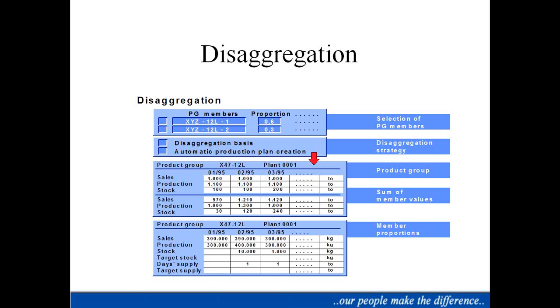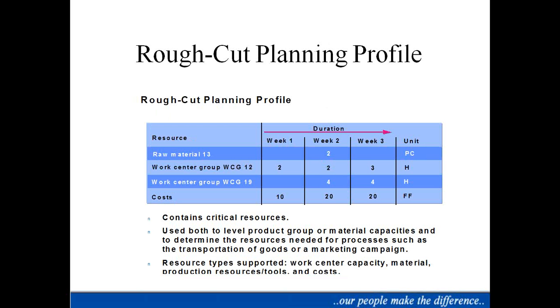Disaggregation is nothing but splitting the plan to individual members. Suppose I give 50% to the WagonR, 50% to the 800, 50% to the Alto, 25% to something else, whatever the percentages, it will simply calculate based upon the percentages that we have given. So each member will get a plan for that particular product group, Chandra. That is nothing but your disaggregation.